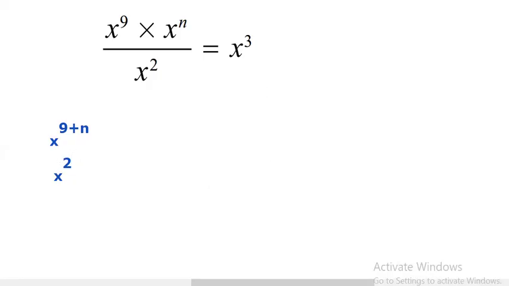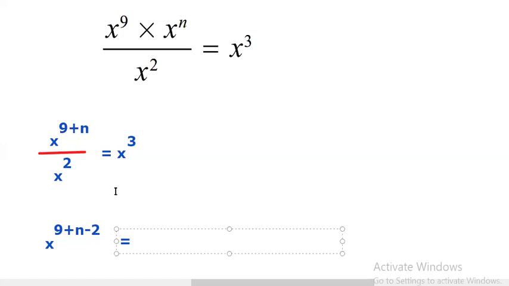So here we have x power of 9 plus n divided by x power of 2. Now this one has a line of fraction. Equals what? Equals x to the power of 3. Now, when we solve this, here we have the same base numbers divided by each other, and we have the powers. What do we do to the powers if we have the same base numbers? Very good. We subtract the powers. So it's going to be x power of 9 plus n minus 2 equals what? Equals x power of 3, like this.